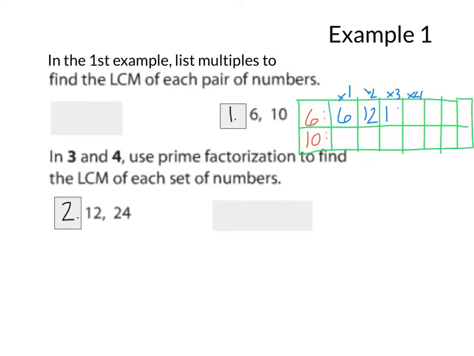6 times 3 is 18. 6 times 4 is 24. I like to make a box. It makes it more organized. I like it better than commas. And notice how I stopped there at times 4.